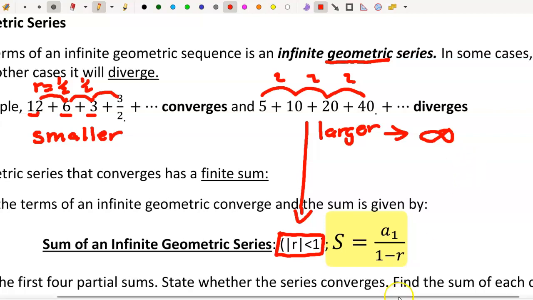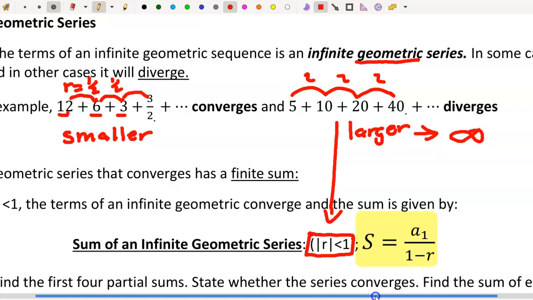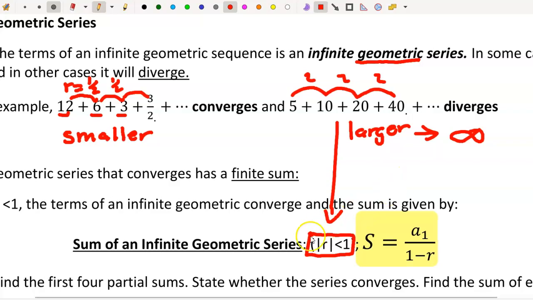Just two criteria, right? Is it geometric, and is the absolute value of R less than 1? And they do say absolute value because technically it's okay if the R is negative 1/2, and we went from 12 to -6 to +3 to negative. That still converges. So it's okay to have a negative, right? Another way of looking at that is that it has to be between -1 and 1. The R's have to be between -1 and 1. And these two are equivalent.